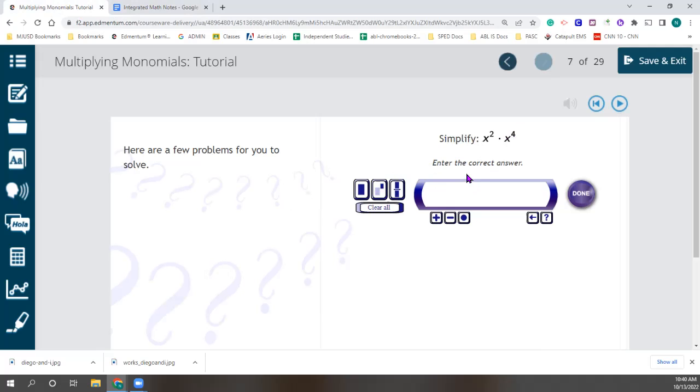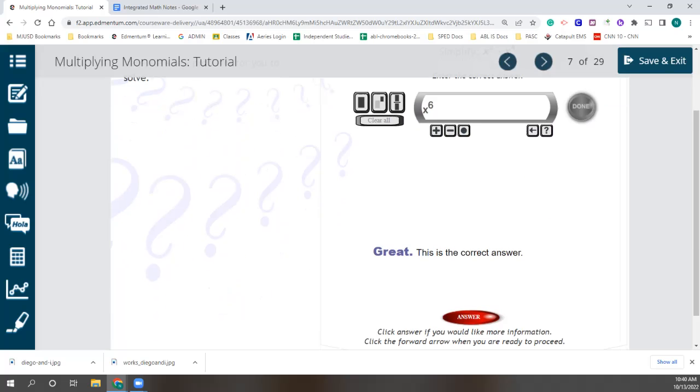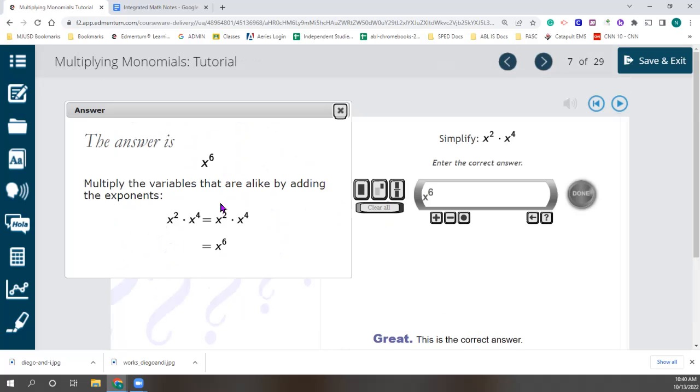So, x to the exponent 6. Am I right? Yeah, great. If I got it wrong, or I just want to double check, how did I get that right? It says the answer is x to the 6th power. Multiply the variables that are alike by adding the exponents. And that breaks it down, it shows you.